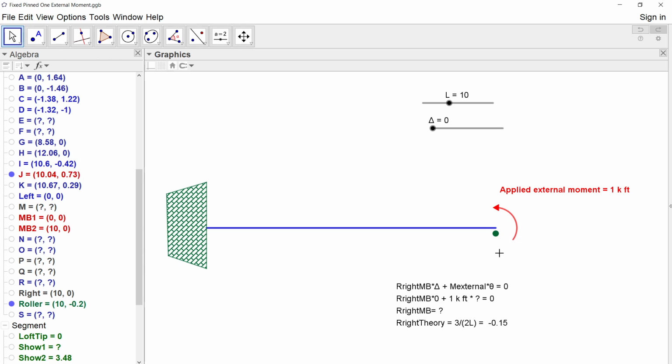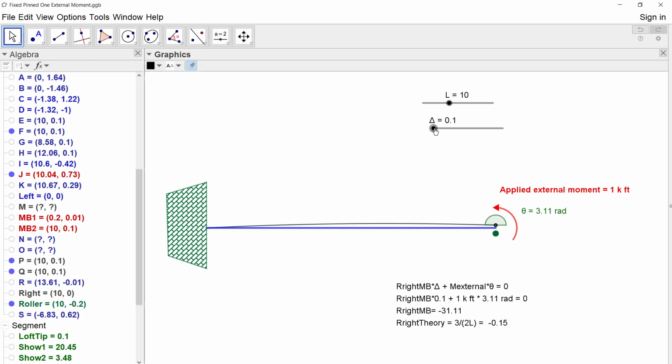The theoretical vertical reaction is downward. It's 3 divided by 2L. And since my L here is 10 feet or 10 meters, the right reaction is downward, 3 divided by 20, or negative 0.15. Okay, so how do we do this with Muller-Breslau?